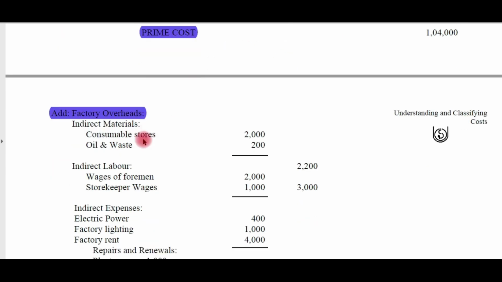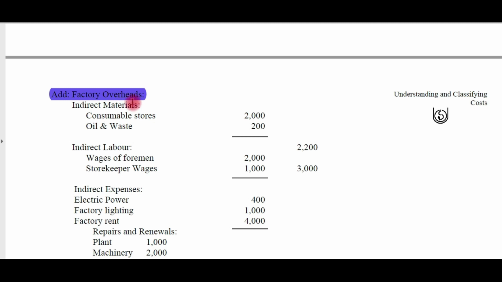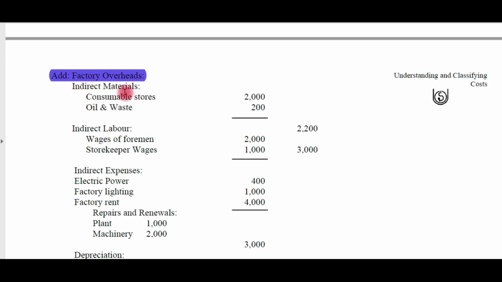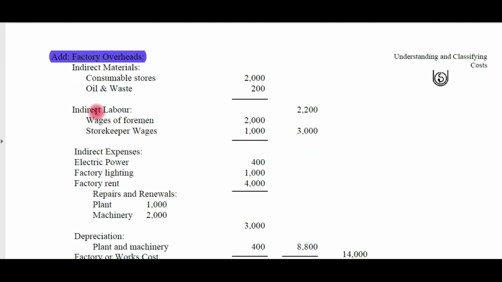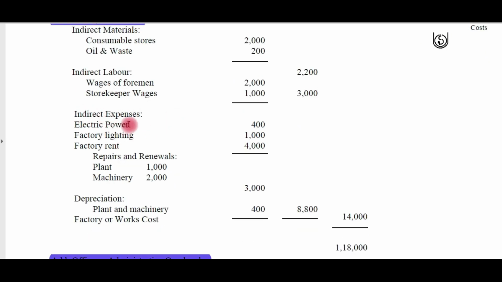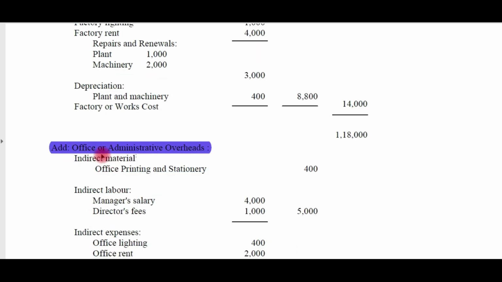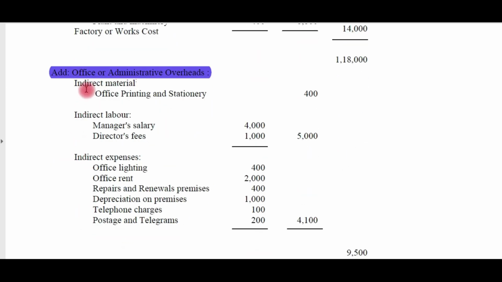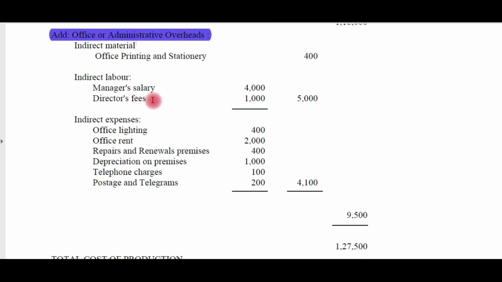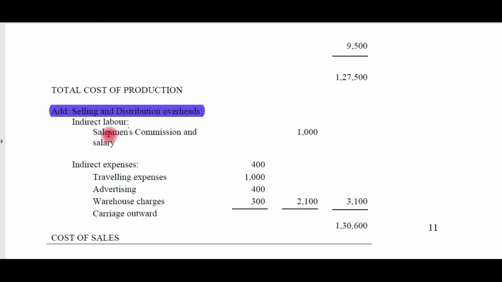The second division is factory overheads. Factory related indirect expenses. Indirect expenses related to materials, indirect expenses related to labor, indirect expenses related to other expenses. Indirect cost, sorry, I'm using the word expenses. Indirect cost related to labor, indirect cost related to other expenses. Depreciation. Again, the second division is office and administration. Indirect costs related to material, labor and other expenses. For selling and distribution, indirect cost related to labor, expenses, other expenses.